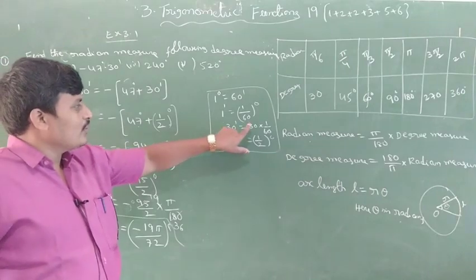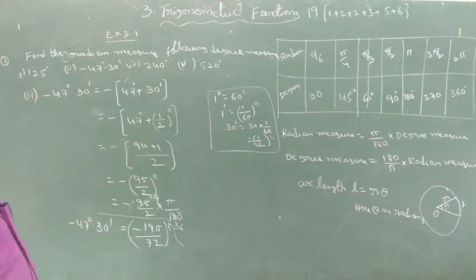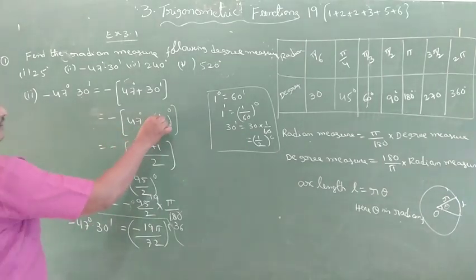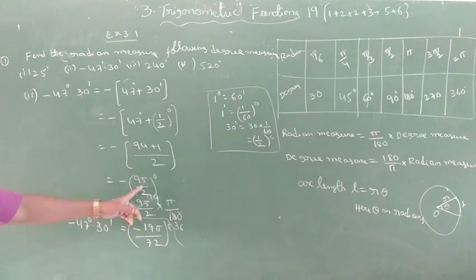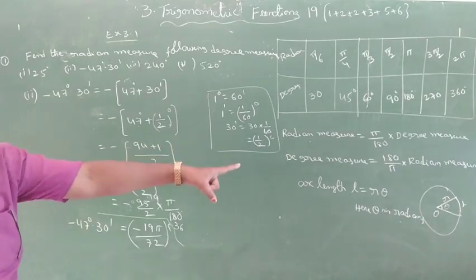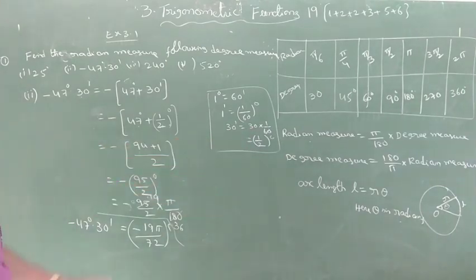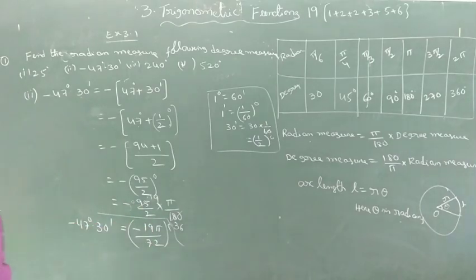So 30 minutes is equal to 30 into 1 by 60, that is equal to half degree. This is 47 plus 95 by 2 degrees. These degrees are converted into radians. How to convert? The radian measure equals pi by 180 into degree measure. So into pi by 180 into degree, calculate: minus 19 pi by 72 radians. This one.